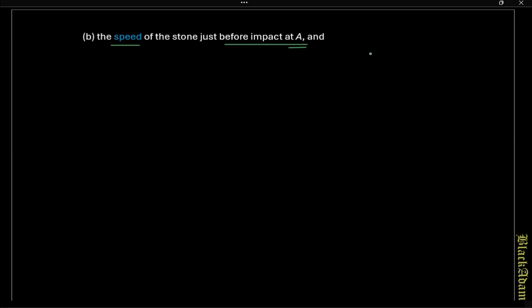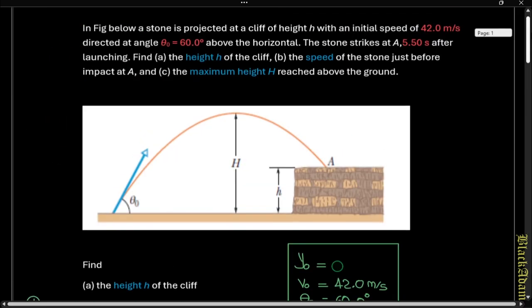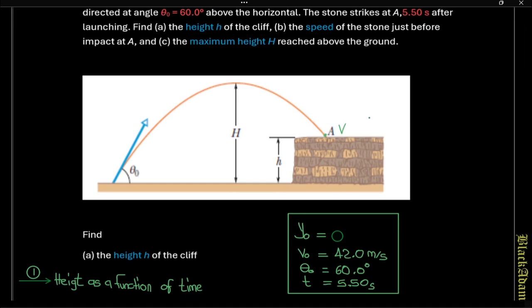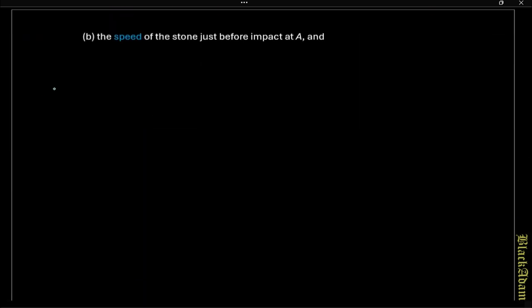The speed of the stone just before impact at A. So at A, we look at the velocity there. What's our velocity there? Now we have to use the equation for the horizontal speed. We know that the horizontal speed Vx is going to be the initial speed multiplied by cos theta. So that's the horizontal speed component.